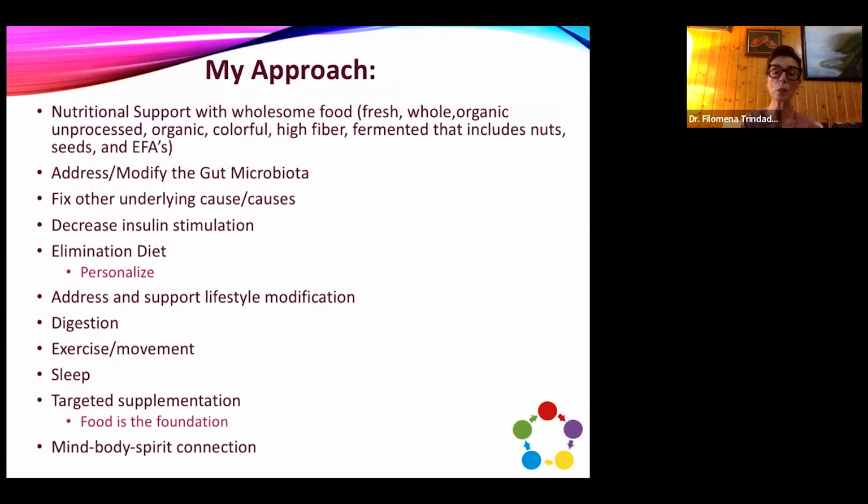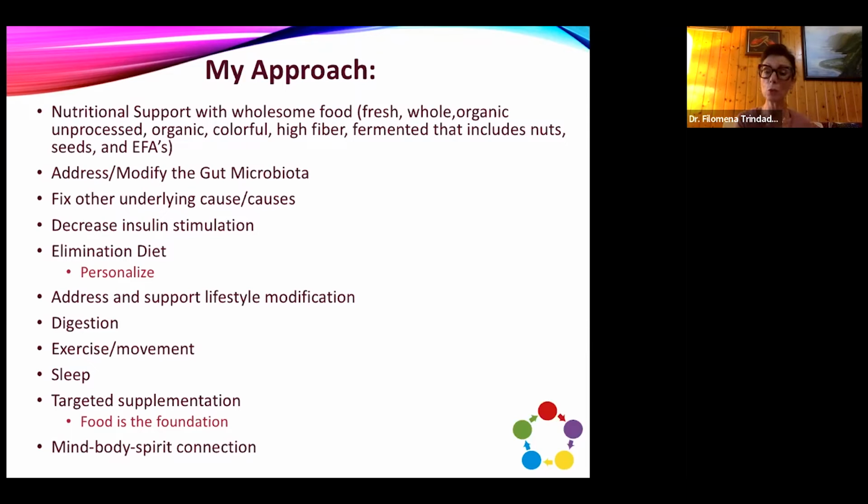And so my approach is really to start with the basics. And the basics is really looking at diet and lifestyle. And in particular, nutritional support with organic, wholesome, fresh, unprocessed, colorful, high fiber, and fermented foods. That also includes nuts and seeds. And in particular, I want to make sure that they're eating like the rainbow and that they're getting all different colors every day. And in particular, we aim for 5 different colors a week, but I try to go even higher than that. And so on my YouTube channel, I've created videos on how patients can get high amounts of fiber and varied in color every day.